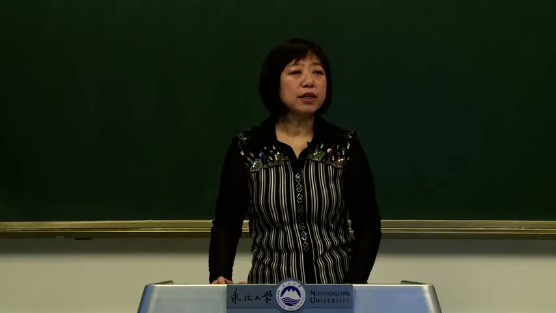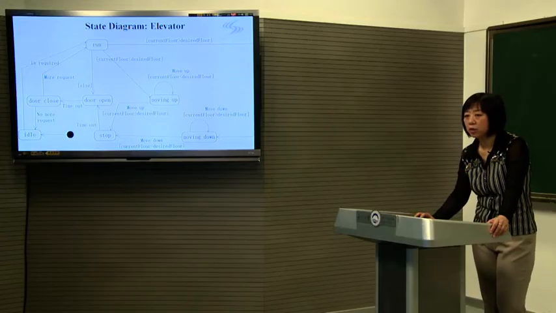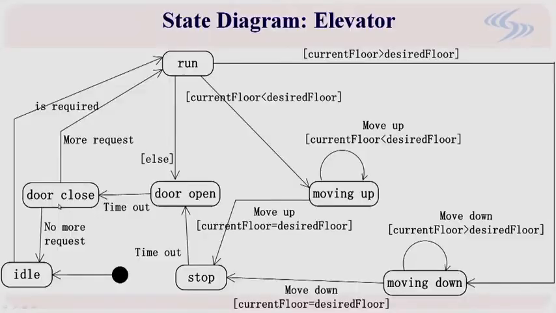The previous cases are quite simple, actually. So let's go back to the case of the elevator. The elevator will have quite a few states, such as idle, door close, door open, stop, run, moving up or moving down. And then some events or conditions may cause the states of the elevator to change.